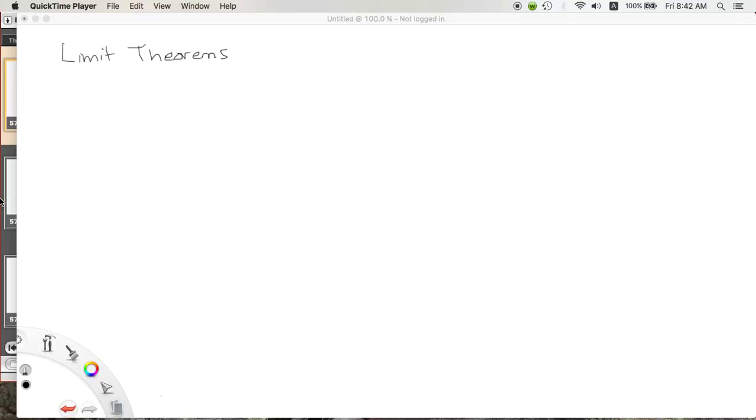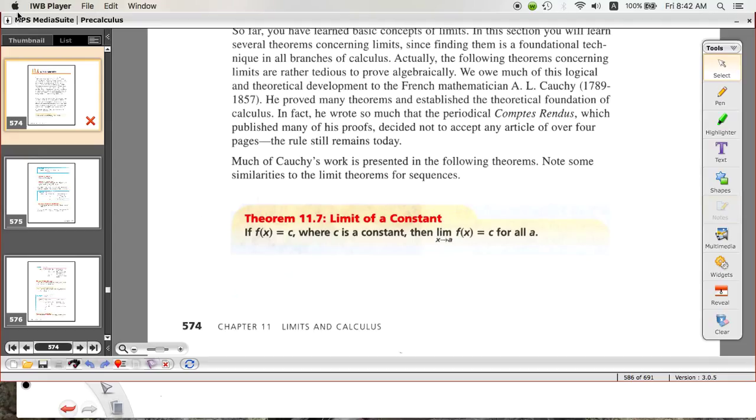There are a lot of theorems that will help us to calculate limits. Some of them we looked at when we looked at sequences and series. Some of them we'll add now, and some are beyond the scope of this course. So let's look at this.